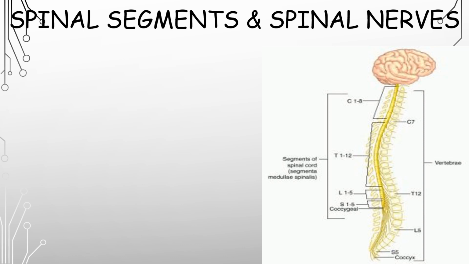Spinal segments and the spinal nerves. Though we know that the spinal cord is a continuous structure, it consists of 31 spinal segments, each giving attachment to the dorsal and ventral root of each spinal nerve. The 31 segments of the spinal cord correspond symmetrically to 31 spinal nerves.